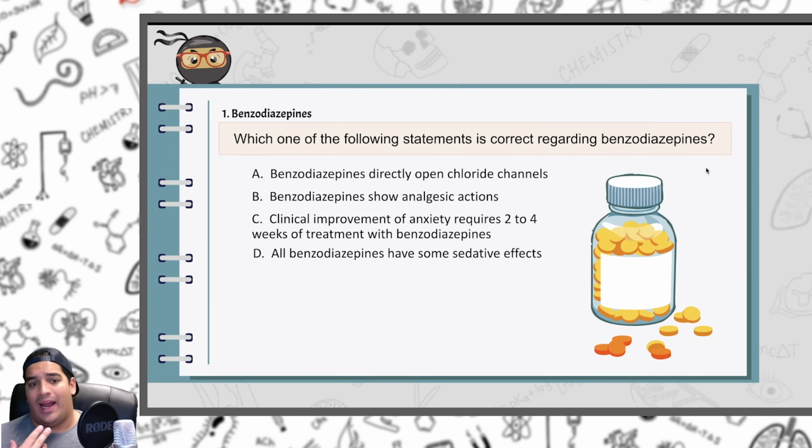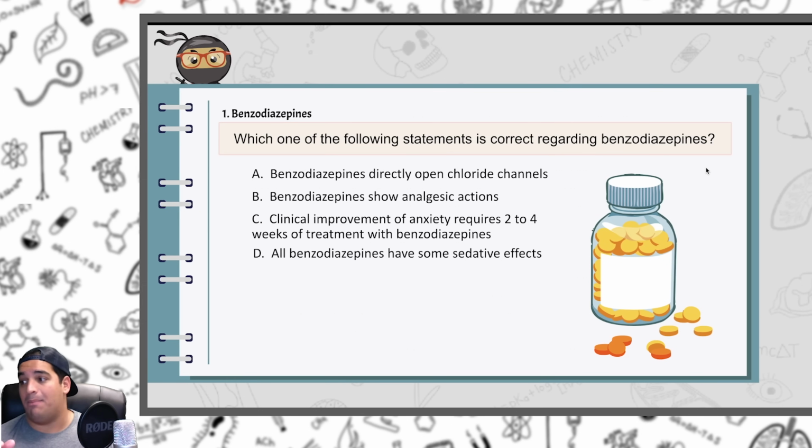Benzodiazepines show analgesic actions? No, not necessarily. At very, very high doses, as we talked about, they can have a slight anesthetic function, especially midazolam, but it doesn't mean that they can actually remove pain. So I would not say that they have a complete analgesic action. Clinical improvement of anxiety requires 2 to 4 weeks of treatment with a benzodiazepine.